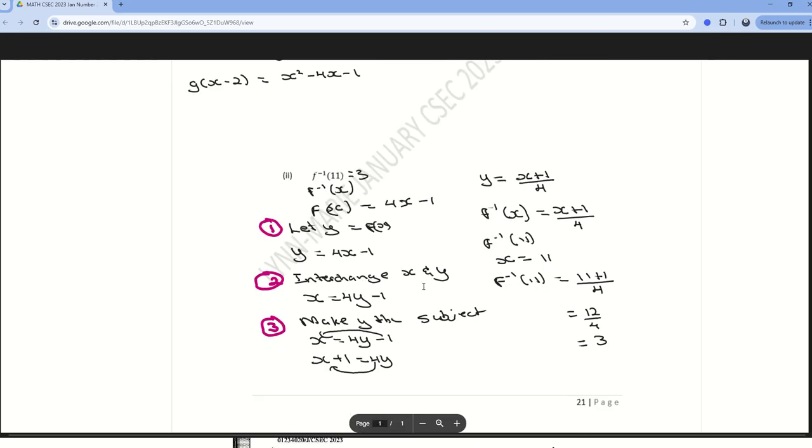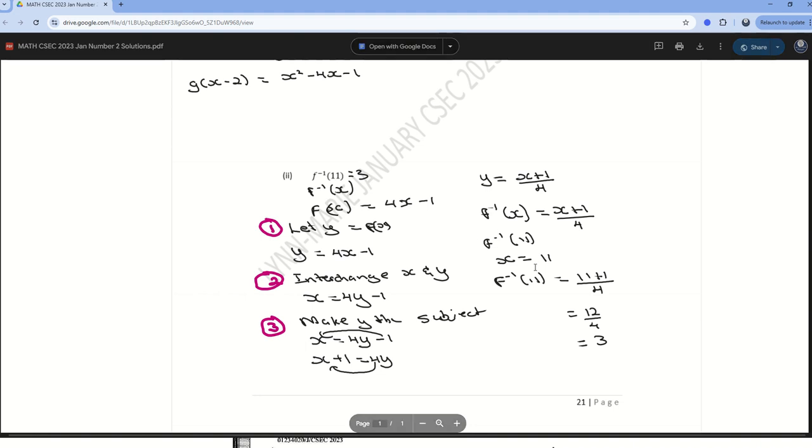We always go backwards from BODMAS, right? So do we have subtraction? Yes, you're going to carry across subtract 1, so instead of subtract, it's going to be add. x plus 1 is equal to 4y. Is there addition? No. Is there multiplication? Yes. So if you carry across multiply by 4, it's going to turn to divide by 4. So f inverse is x plus 1 divided by 4.